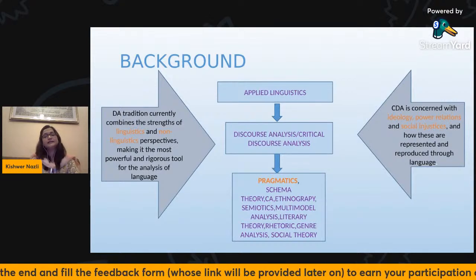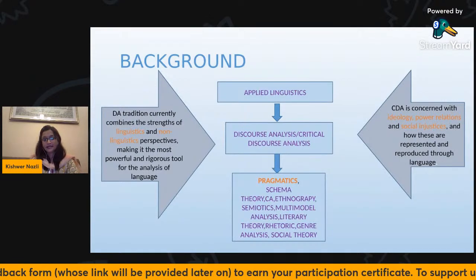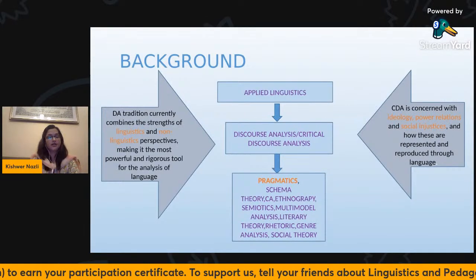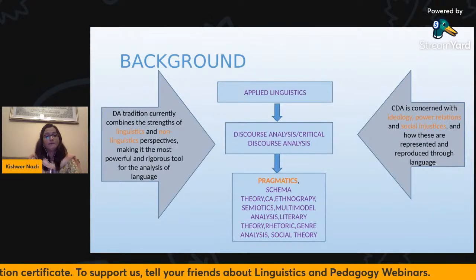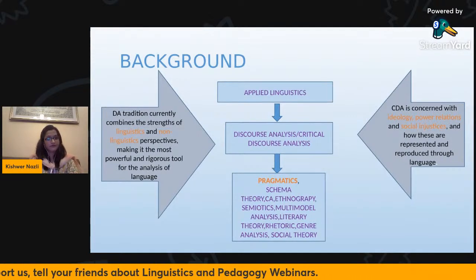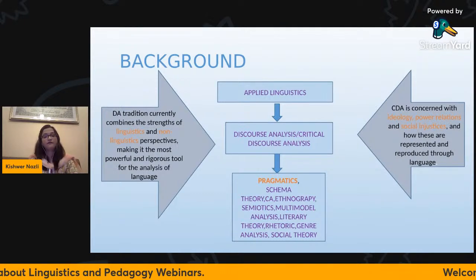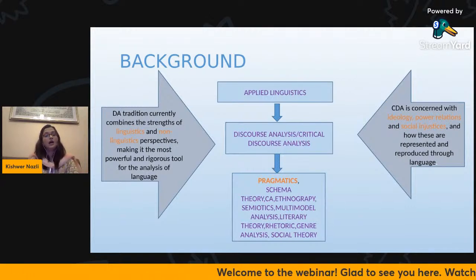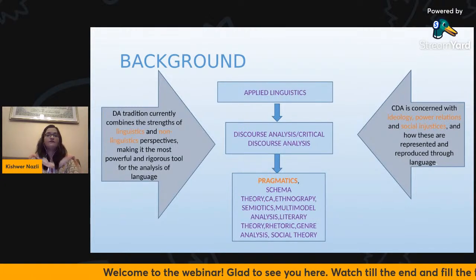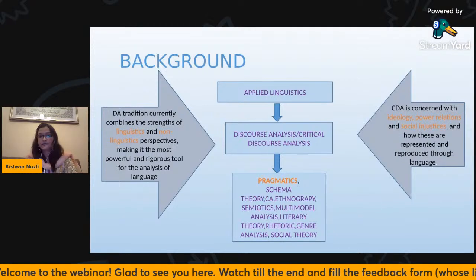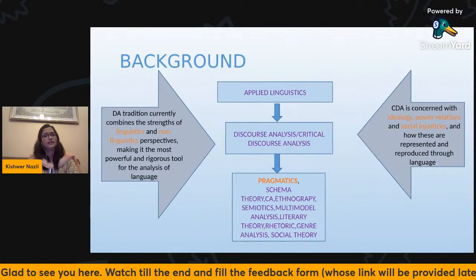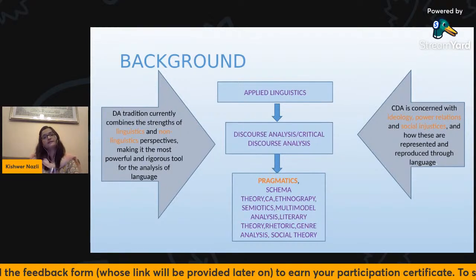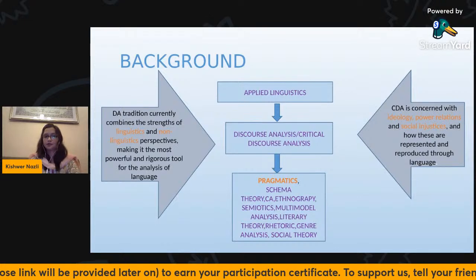So discourse analysis is a stretch of language. It is an extension of language use, not only linguistic structure and grammar, but also a non-linguistic perspective, making it the most powerful and rigorous tool for the analysis of language, especially in communication. For example, if we have to analyze meanings, we can understand the meaning of an utterance through structure, like what is the subject, what is the verb, and what is the literal meaning of that utterance.